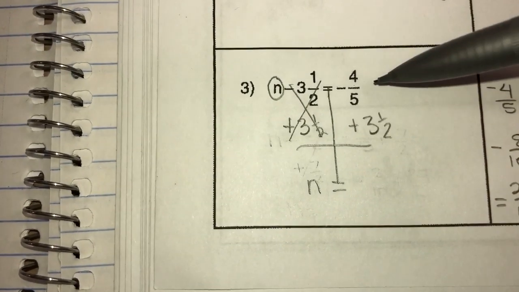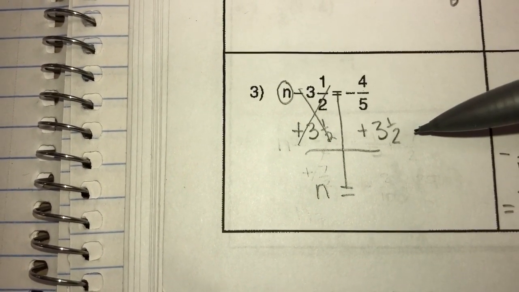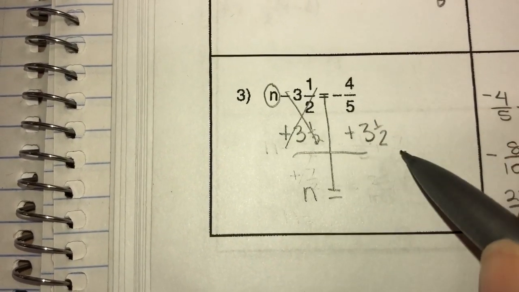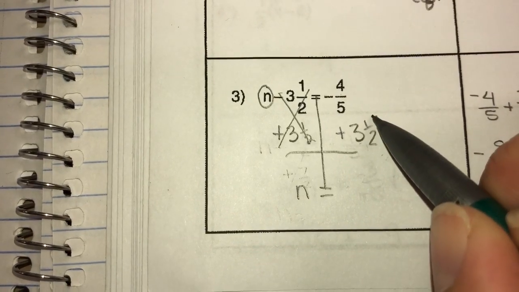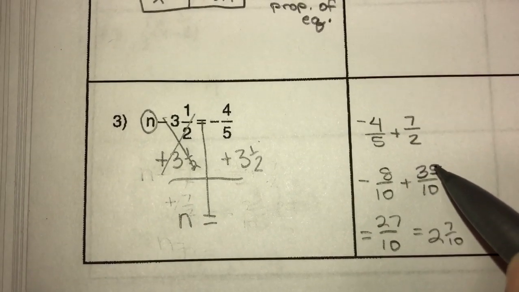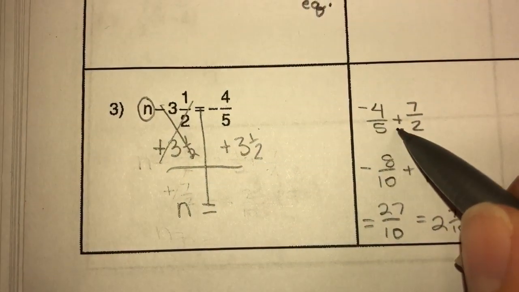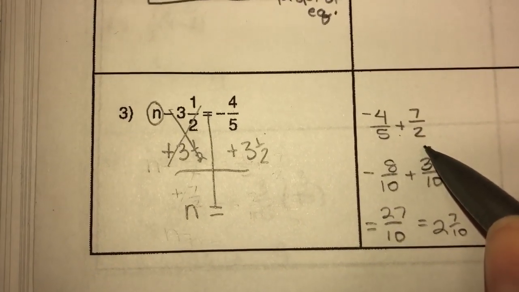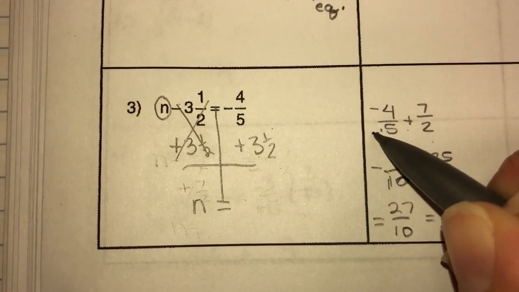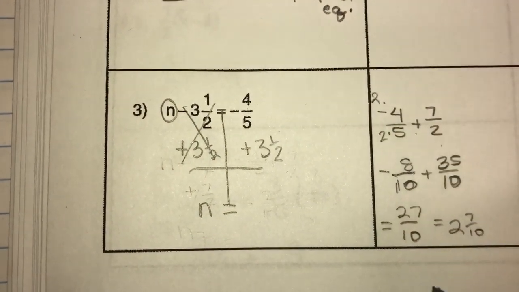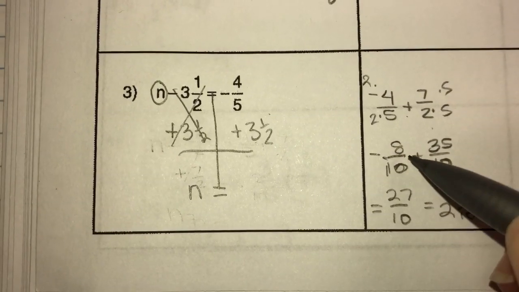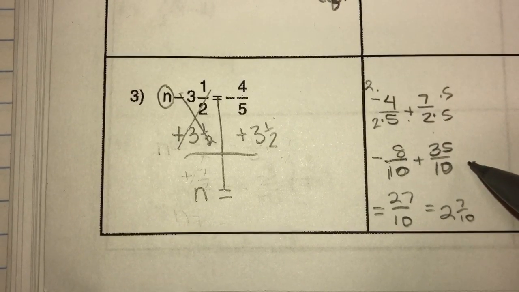N equals, well, now we have some fraction work to do. I've already done that fraction work to the side, but remember, we're going to change this mixed number into an improper fraction. So big by the bottom, add the top. So I just wrote that to the side over here. This is our side work area if we're not using it to check. Negative 4/5 plus 7 over 2. Now remember, with fractions, we have to make those common denominators. We can use the denominator of 10 since we can get there from the 5 by multiplying by 2. We can get there from the 2 by multiplying by 5. And then we end up with negative 8/10 plus 35/10.